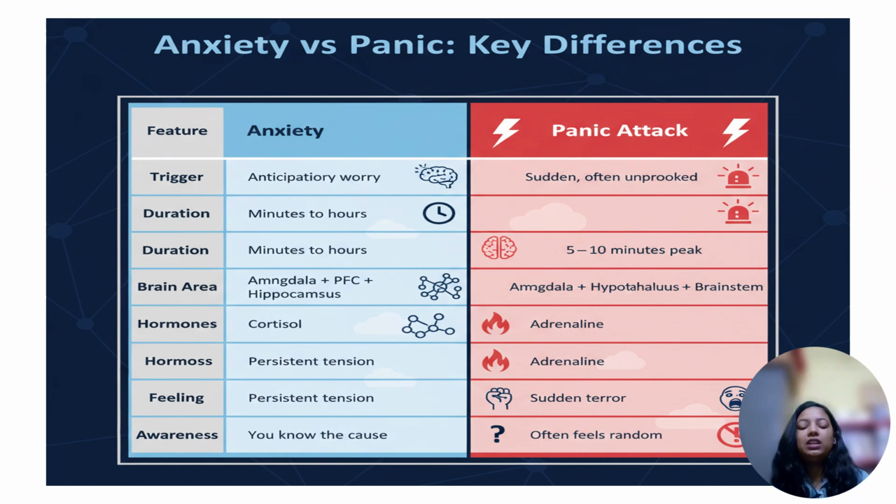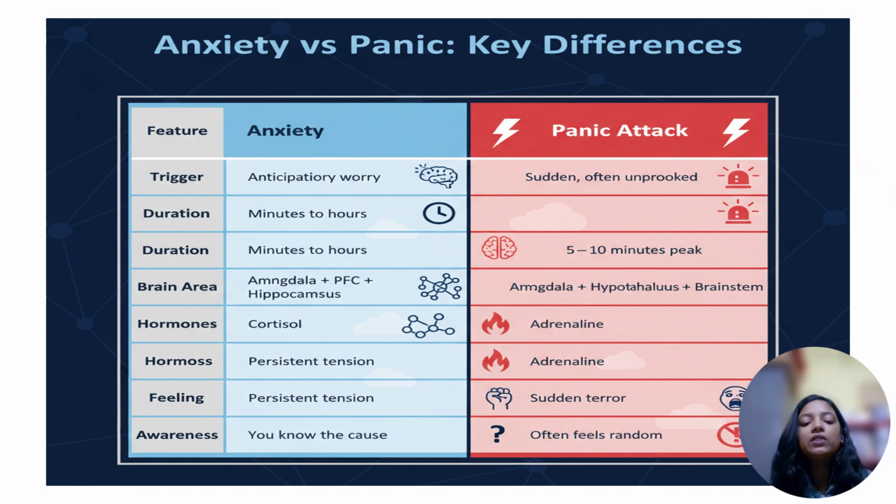anticipatory worry, that long kind of fear that we all experience or cultivate in our mind. So the main trigger for anxiety is anticipatory worry, and in contrast, panic attack is sudden and often unprovoked, it's very sudden. The duration of anxiety may be minutes to hours, and for those with severe anxiety disorders it may last for years. But for panic attack there is no such long duration, it's a very short span.